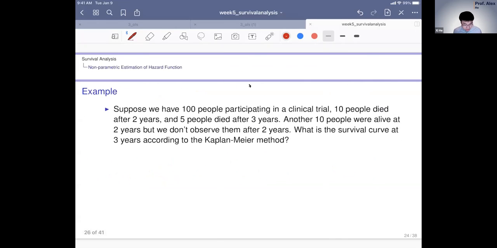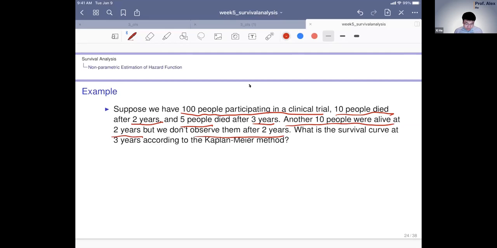And now let's look at another example. Again, we have 100 people participating in this clinical trial. At 2 years, 10 people have died. Same as before, at 3 years, 5 people have died. However, another 10 people start at different times, a little bit later. So we only know that they're still alive at 2 years, but we don't observe them after 2 years. We know that they live longer than 2 years, but how many years exactly, we don't know.